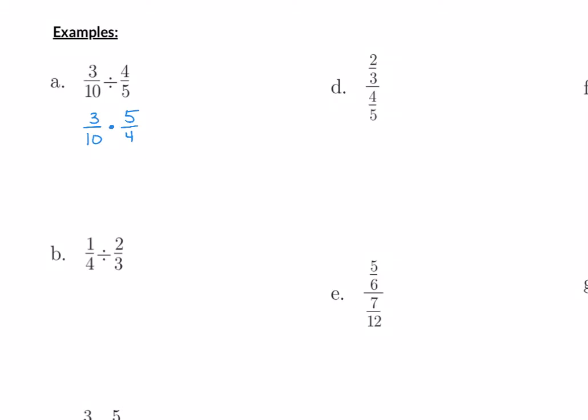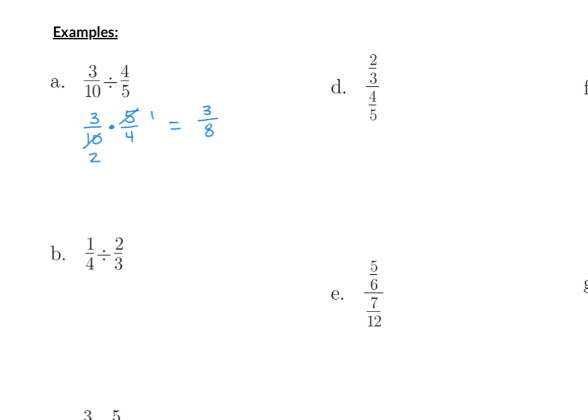This is no longer a division problem, this is now a multiplication problem, so we use our rules for multiplying. I want to cancel common factors. 10 and 5 are both divisible by 5, and we get 1 and 2. Now if we multiply across, nothing else cancels, and we get 3 over 8. And we're done.